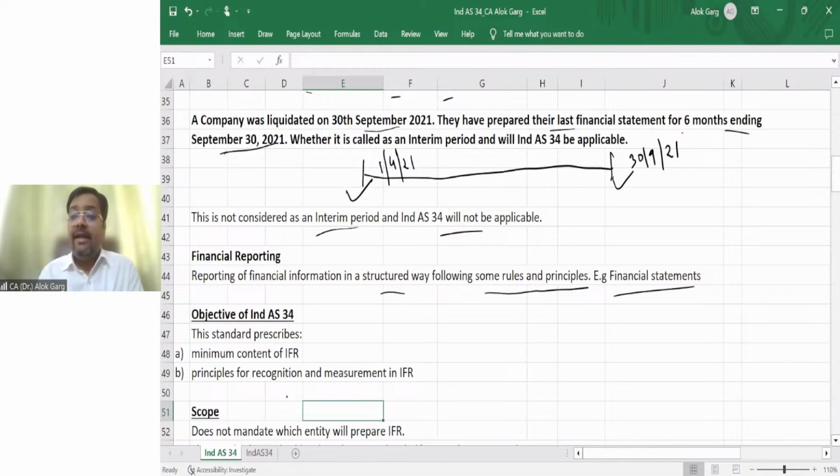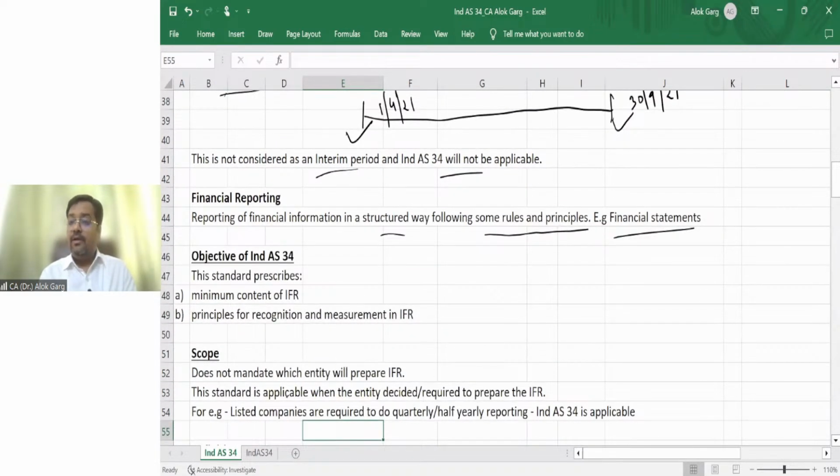Right? And if a company has made some error in the past, or the company is changing the accounting policy retrospectively, in that case, the company has to give a third balance sheet as well. Right? So financial reporting means reporting of financial information in a structured manner, following some rules and principles, for example, financial statements. So now you have understood what is interim period, what is financial reporting, and what is interim financial reporting. Is that clear?